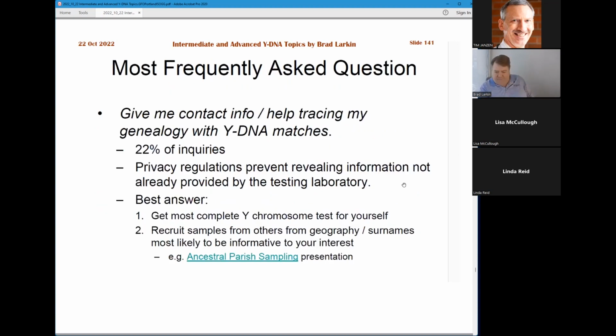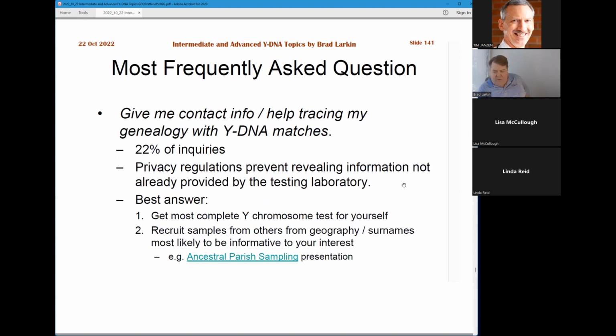People ask, can you give me contact information or help trace my genealogy with Y-DNA matches? Privacy regulations prevent revealing information not already provided by the testing laboratory. So my best answer is to get the most complete Y chromosome test for yourself and recruit samples from others from the geography, the surnames, or other areas that would be most informative for your interest.